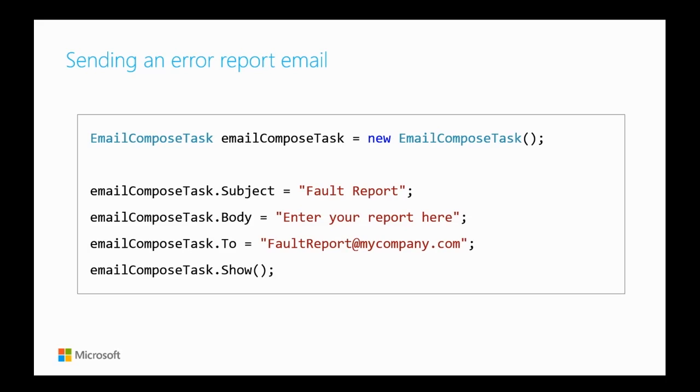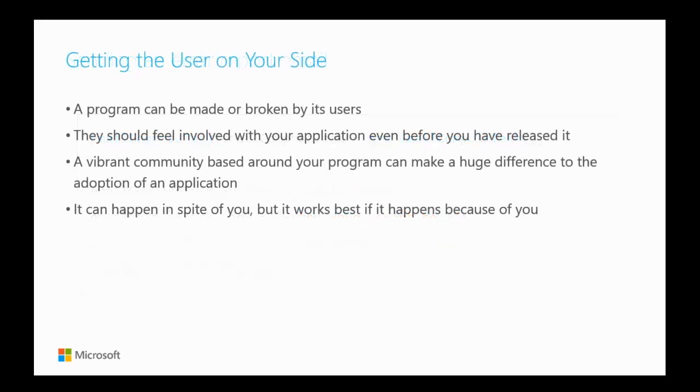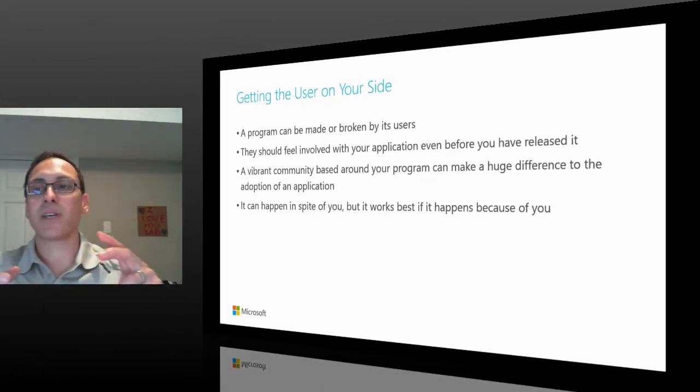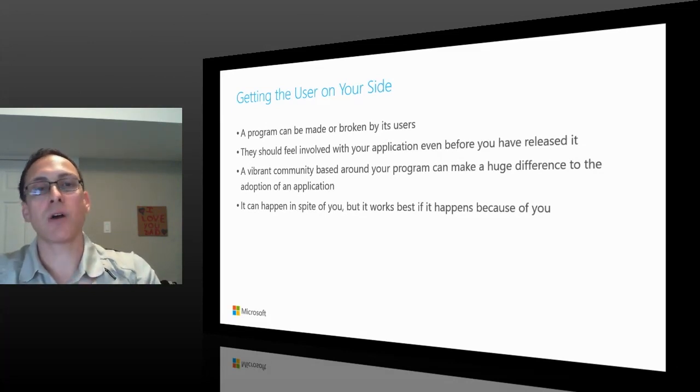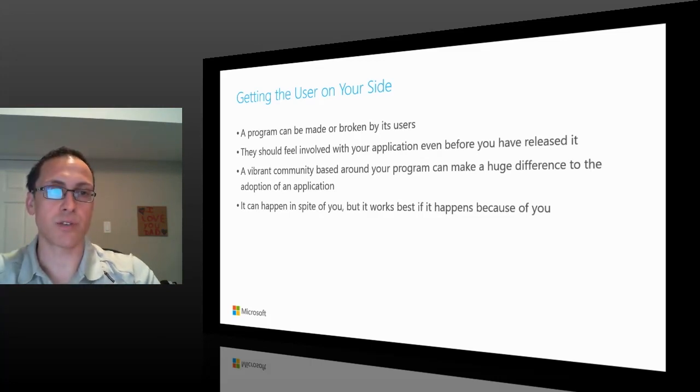And the whole point is you want to get the users on your side. So here's an email compose task. Again, 5 lines of code, easy to implement, allows the user to enter what their fault report is and communicate with you in that regard, and hopefully avoid a negative review. So why do you want to do this? Because again, an app is more than just the app. The first line says a program can be made or broken by its users, right? You could have the best app in the world, but if you're not responding to your users, then they're going to rate it poorly, or potentially rate it poorly, and you'll get fewer downloads as a result.